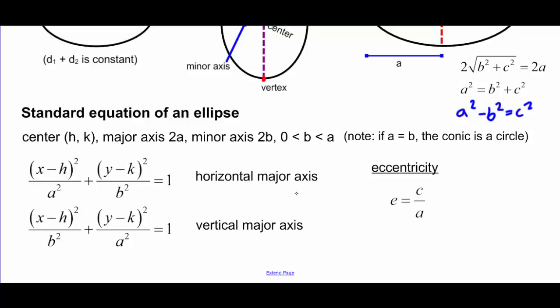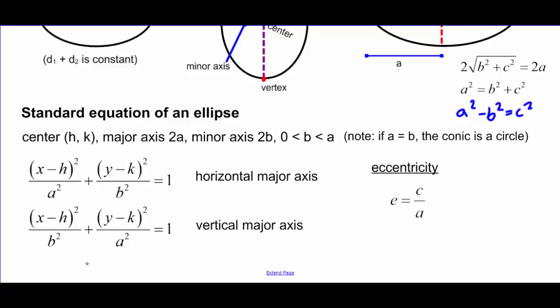All right, the standard equation, you can see the 2 forms. The first is when you have a horizontal major axis. This is like if you had a circle and you squished it from the top and bottom, so it's wider than it is tall. This second version is a vertical major axis, and that one would be, again, like if you took a circle and then you squeezed it from the sides, kind of squished it, so therefore it's actually taller than it is wide.